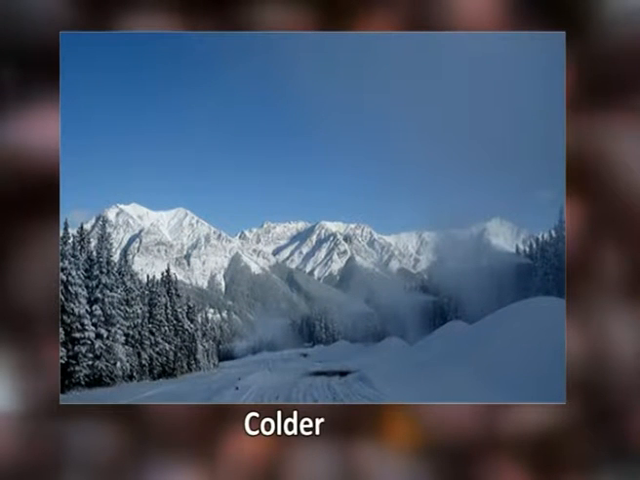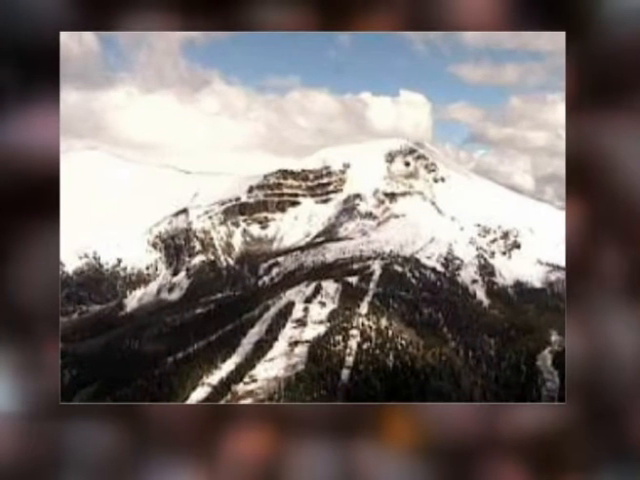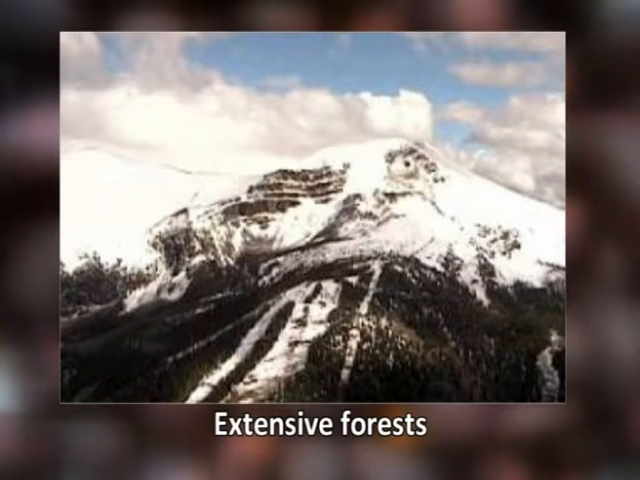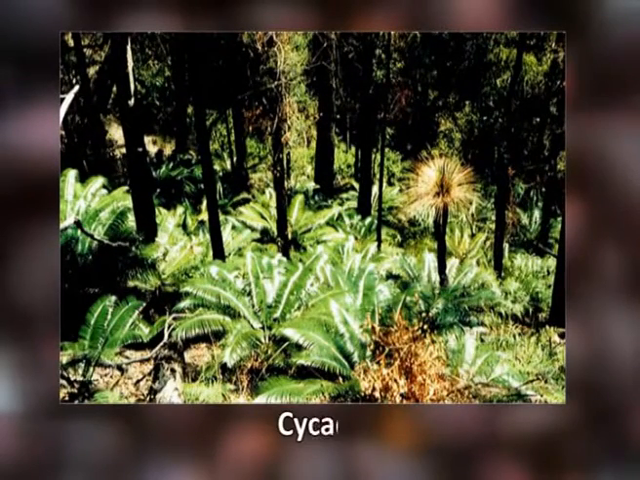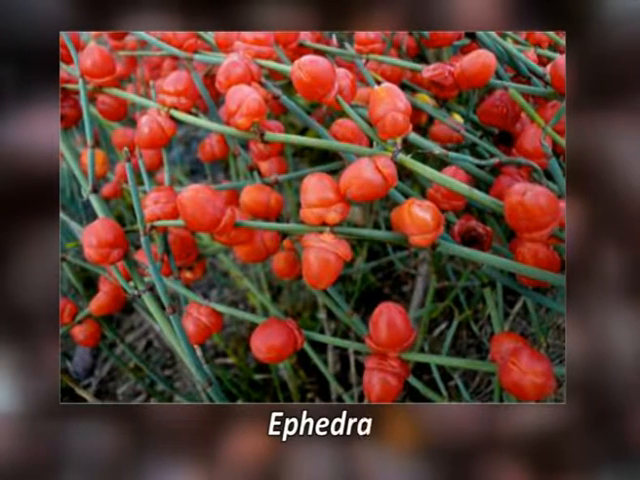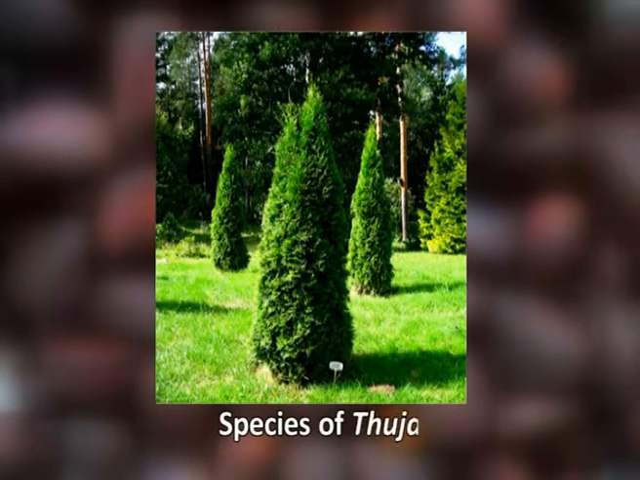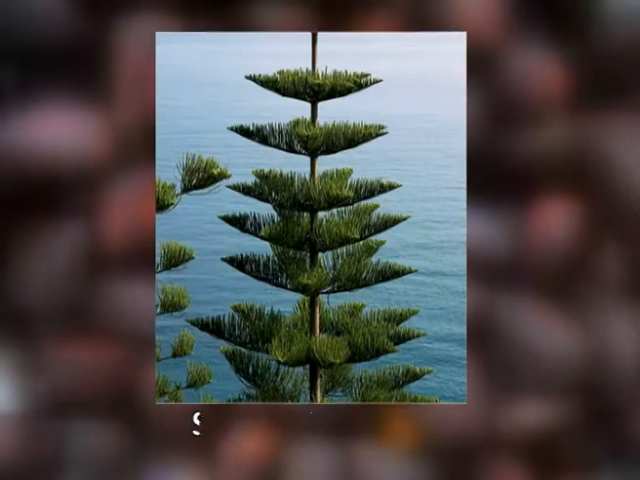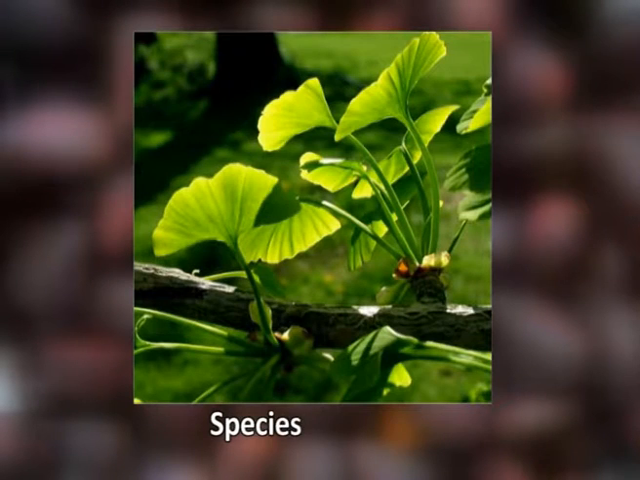Gymnosperms occur mostly in colder parts of the northern hemisphere where they form extensive forests. Cycads occur in tropical and subtropical areas. Welwitschia grows in African desert. Ephedra grows in arid areas. A number of gymnosperms are now grown as ornamentals, for example, species of Thuja, Araucaria and Ginkgo.